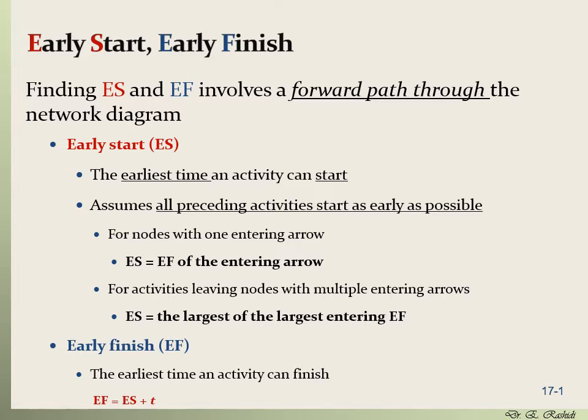Assume that we only have one preceding activity before the activity that we want to start. Let's say that we are working with nodes here. So for nodes with one entering arrow, suppose that this is the activity that we want to start, and there is only one precedence relationship here. That means that there is only one activity that needs to be completed before we can start this. So you can start this activity whenever that activity is completed. That means that the early start of this activity is equal to the early finish of the preceding activity.